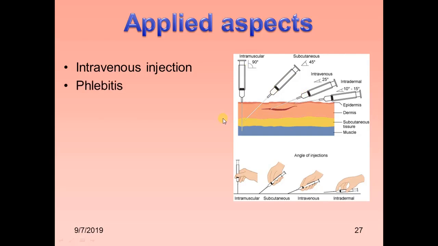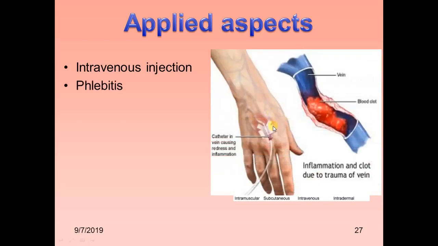Phlebitis is a condition where the veins get inflamed. Inflammation may be due to injury, may be due to a pricking injury or some other reasons. So with inflammation of the veins, naturally a clot might be formed due to trauma in the vein.